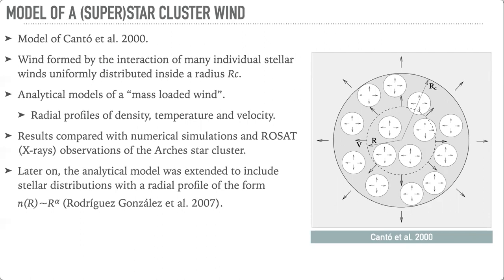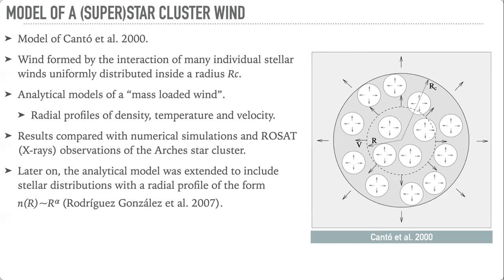And the analytical models are those of a mass-loaded wind, and they predict a radial profile of density, temperature, velocity, which can be used, for instance, to estimate X-ray luminosities and different things. Back in the day, the results were compared with ROSAT X-ray observations and numerical simulations of the Arches star cluster. Later on, this model was extended to include not a uniform distribution of stars, but a radial distribution of stars that follow a power law with an index alpha in Rodríguez-González et al. 2007.